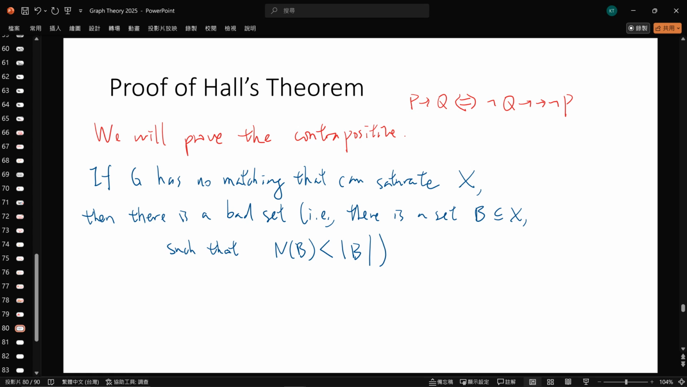So now the assumption is that we have a bipartite graph such that there's no way to saturate X. Some vertices in X must be unsaturated. So in this case, we want to prove that there must be a bad set. So in this proof, all we have to do is just to construct this bad set.